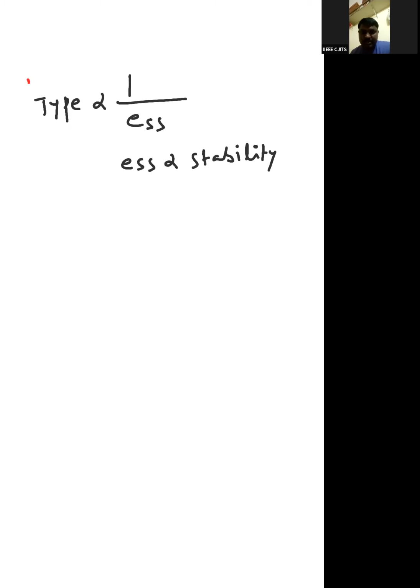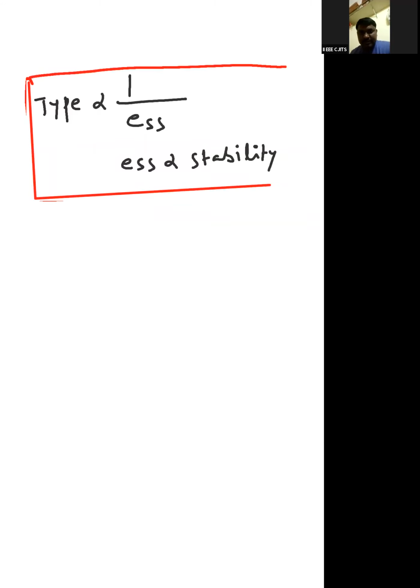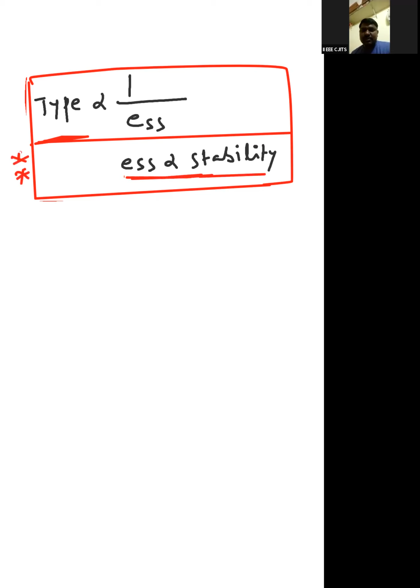So type is inversely proportional to the steady state error. Then the steady state error is directly proportional to the stability. These are the very, very, very important formulas.